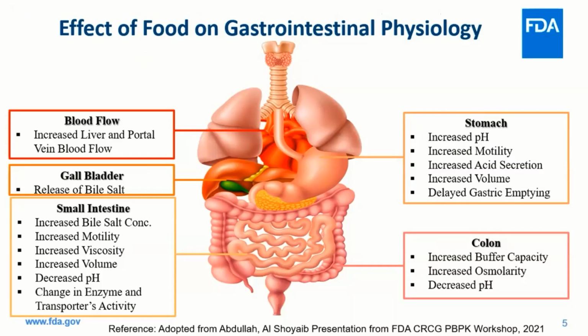This figure shows the effect of food on gastrointestinal physiology. Food can increase liver and portal vein blood flow, increase release of bile salt from gallbladder, increase gastric pH, delay gastric emptying time, and increase GI tract motility, and increase volume and viscosity of the stomach and intestinal fluid, etc.